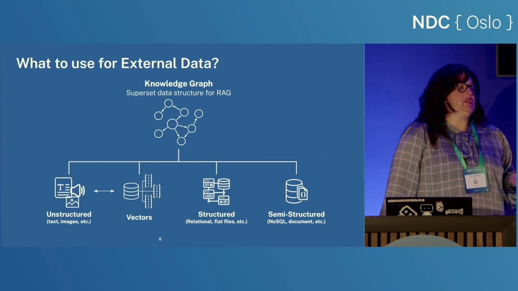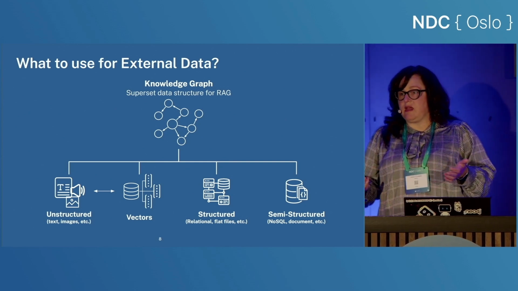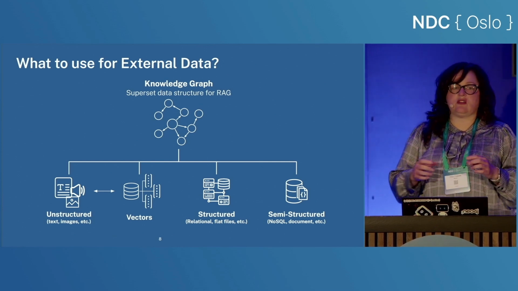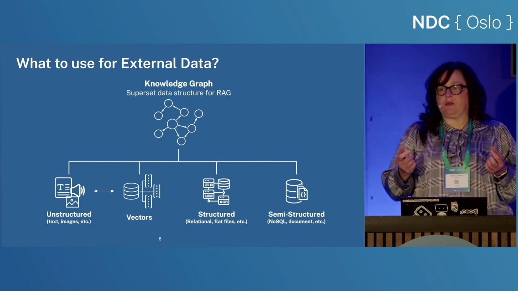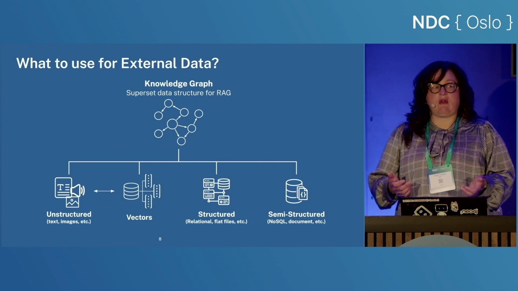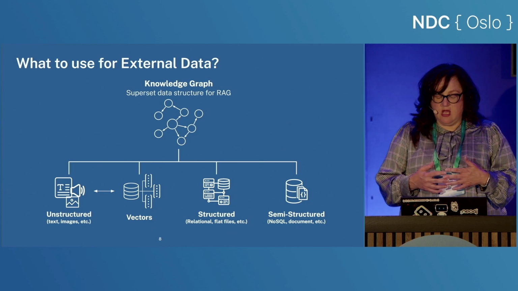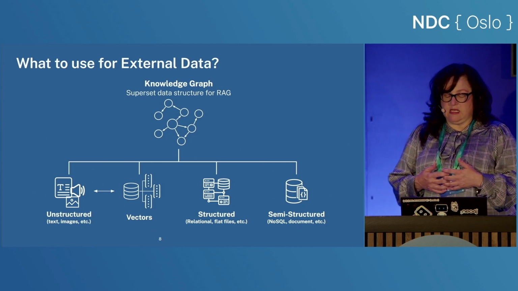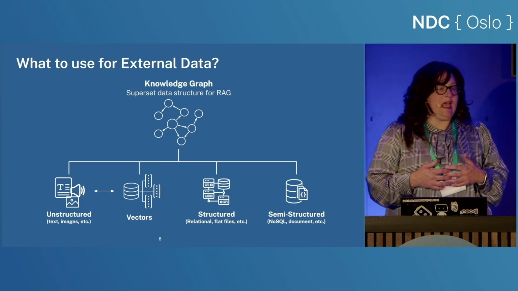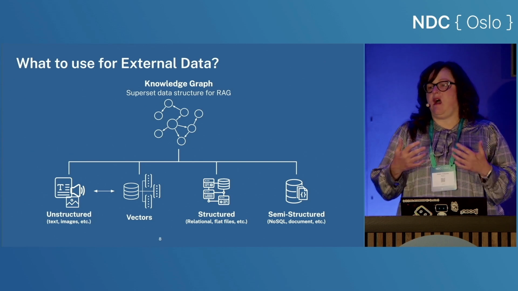So the question is, what do you want to use for that external database? Right now we're going from this unstructured set and you create the vectors. The vectors are the embedding, which is a numerical representation of that unstructured data. But when you use a knowledge graph and a graph database, you can bring in additional context to that answer. You can bring in some relational database. You could bring in your structured data. You could bring in semi-structured data.